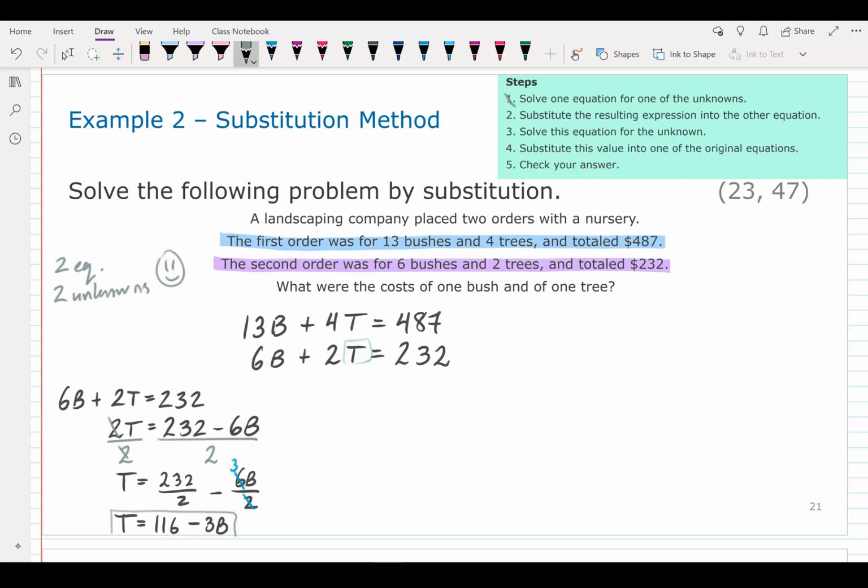I'm going to substitute the resulting expression into the other equation. So this is extremely important. I've used this second equation already. I'm not allowed to just put it back in to that equation that I used because it wouldn't work. You can try it yourself and see that it actually doesn't work. I need to take this letter t and I need to use the first equation because I haven't used that one yet. Okay, that's what it means by the other equation.